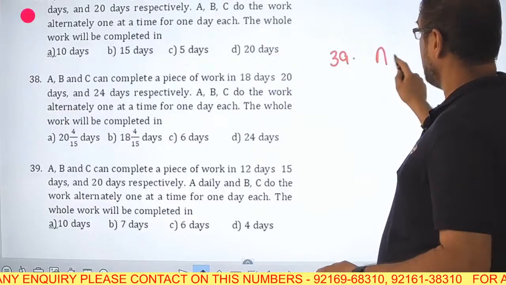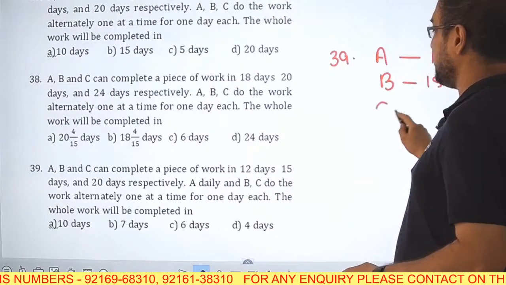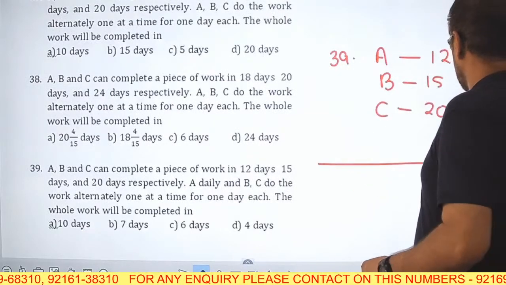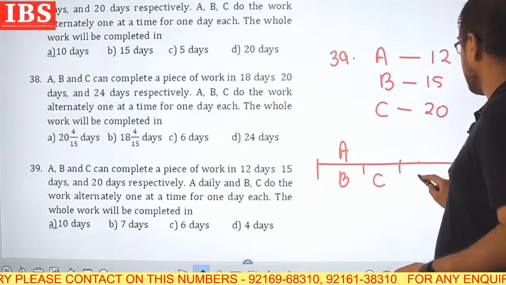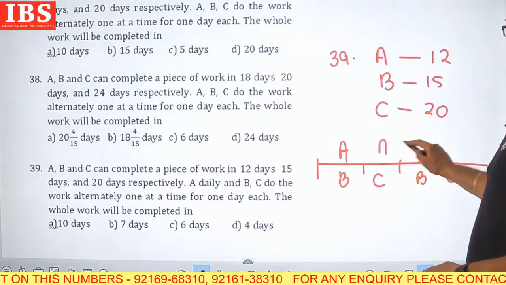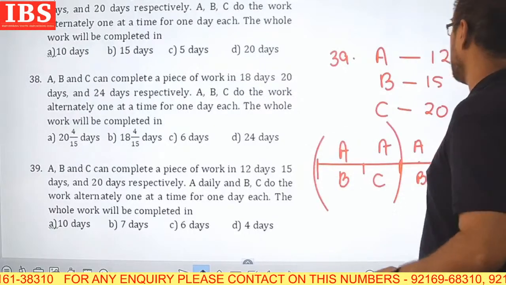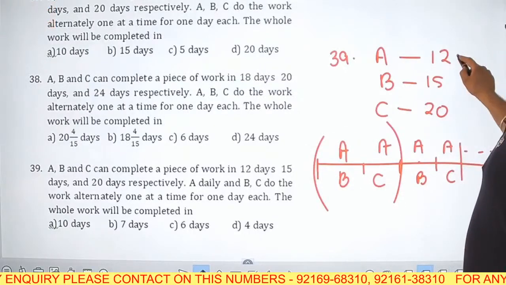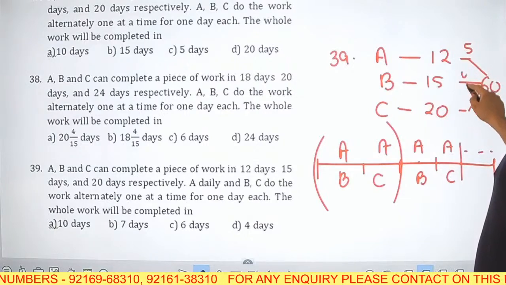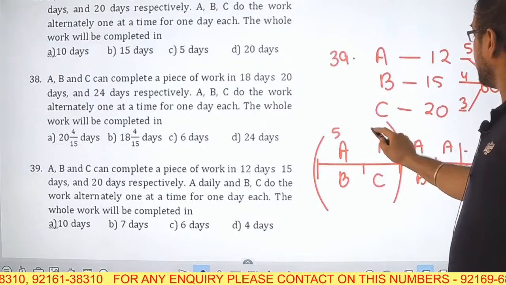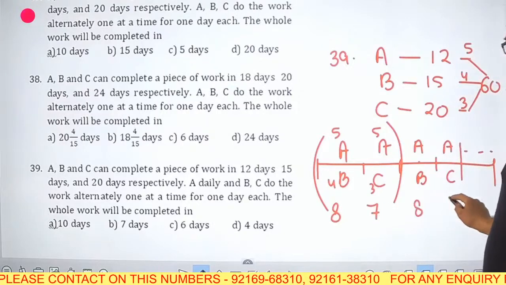A does the work in 12 days, B in 15 and C in 20 days. A is coming daily and B and C alternately. So we'll take the cycle of 2 days. The LCM will be 60. 60 divided by 12 is 5, 4 and 3. So this is 5, this is 5, this is 4 and this is 3. So this is 8 and this is 7. This is again 8, 7, 8, 7 and so on.